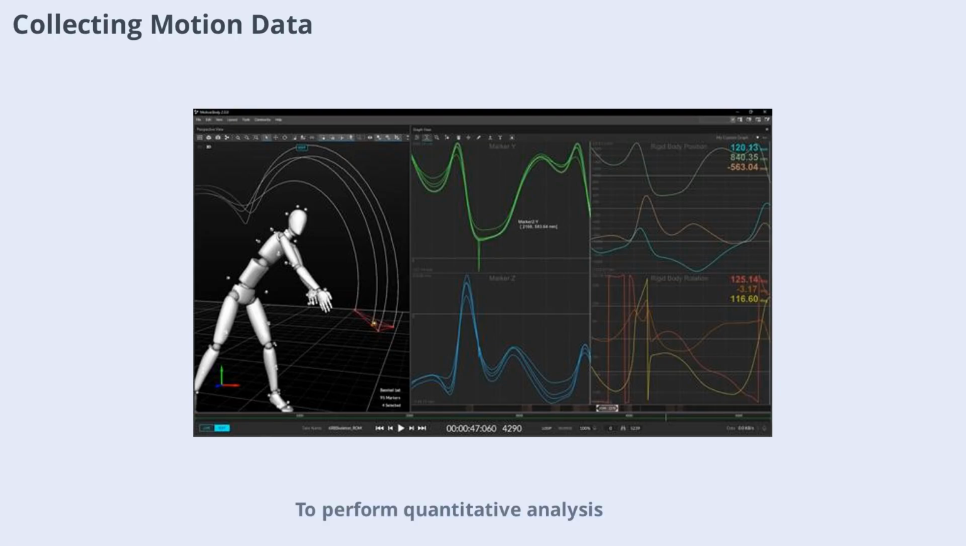Perform quantitative analysis. Biomedical engineers use a variety of tools to collect motion data. Motion capture systems track the movement of markers placed on the body, while force plates measure the forces exerted during movement. Wearable sensors can provide real-time feedback on joint angles and acceleration. Together, these tools provide a detailed picture of how the body moves.